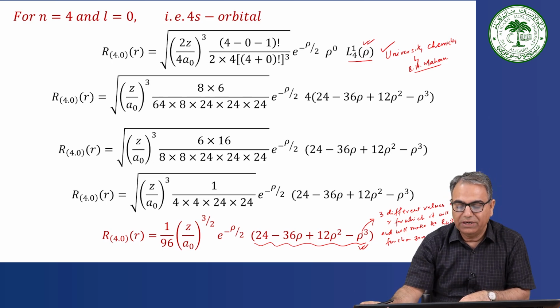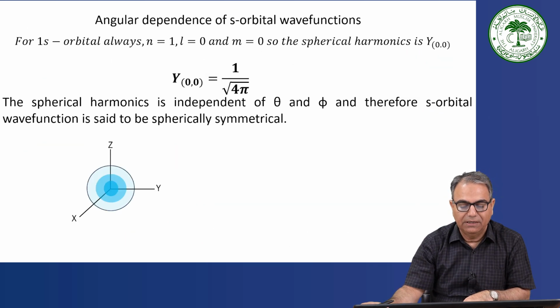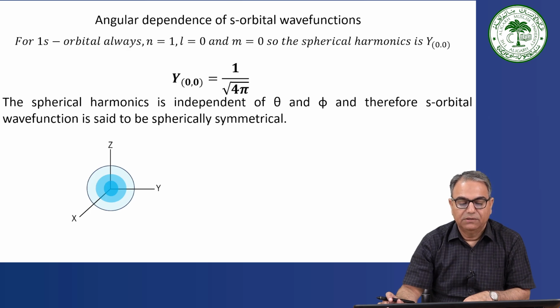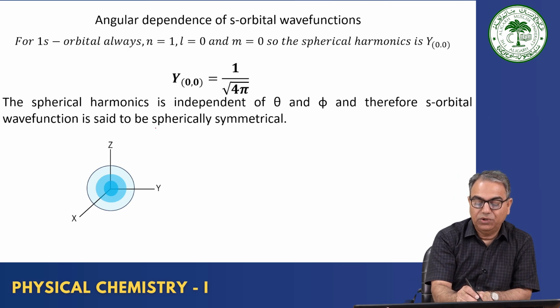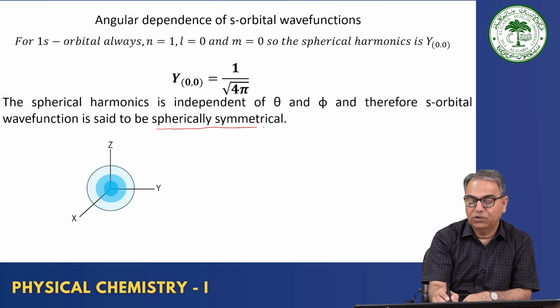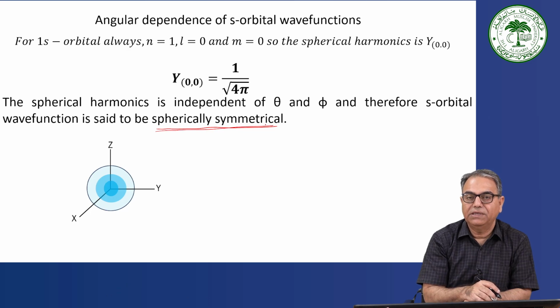So if you try to interpret these results for the 1s orbital, it's like this one. For the 1s orbital, n is equal to 1, L is equal to 0, and m is equal to 0. So the spherical harmonics is Y0,0, which is 1 divided by root under 4 pi. The spherical harmonics is independent of theta and phi, and therefore the s orbital wave function is said to be spherically symmetrical. So now you have an answer to why all s orbitals are spherical in shape.